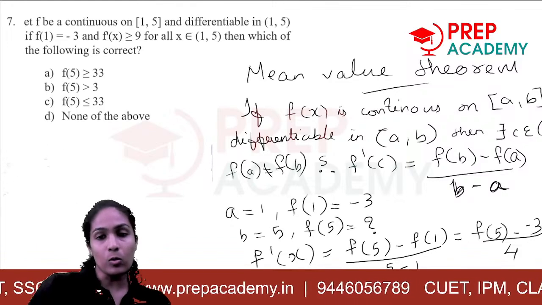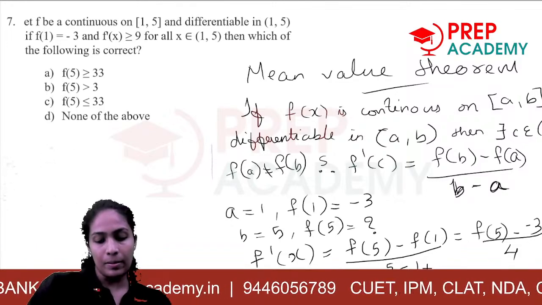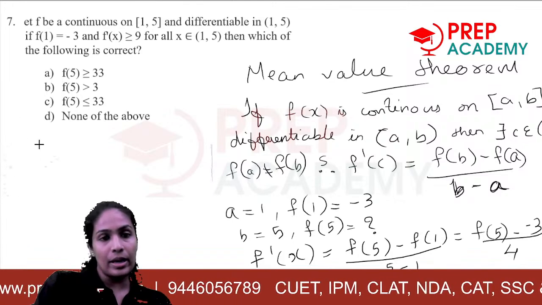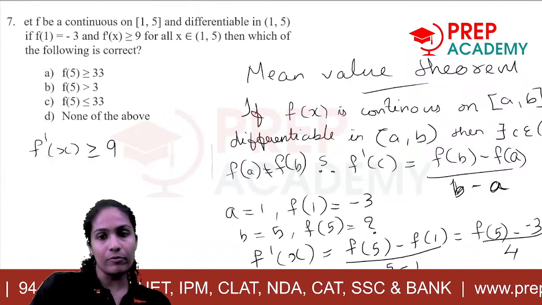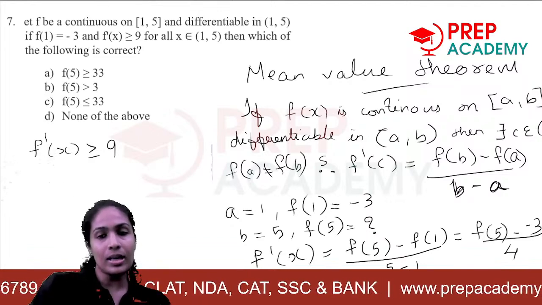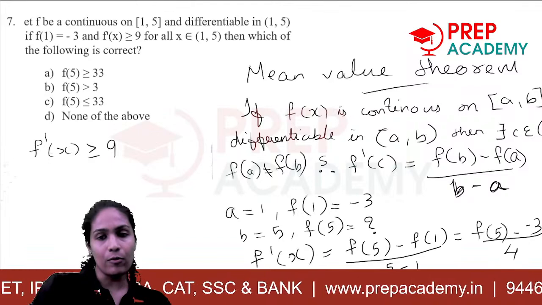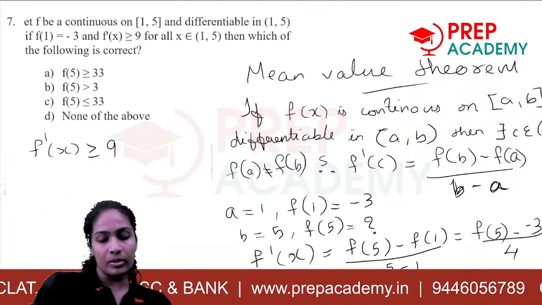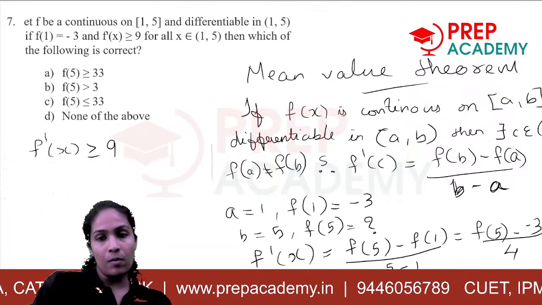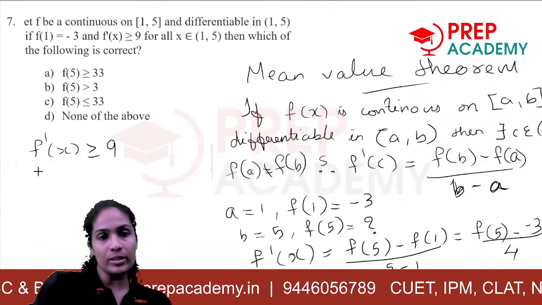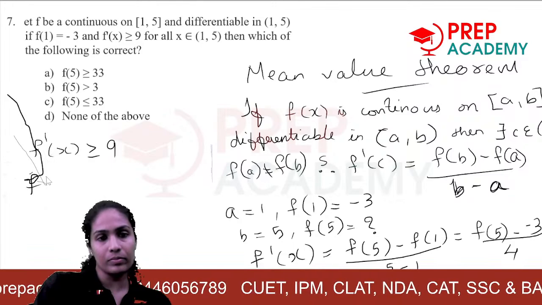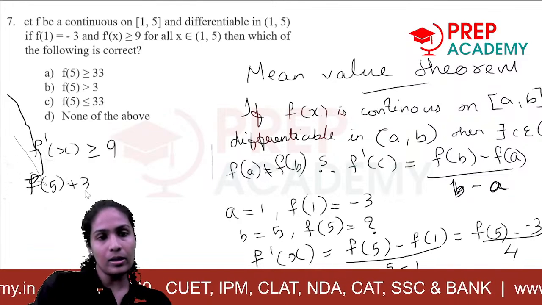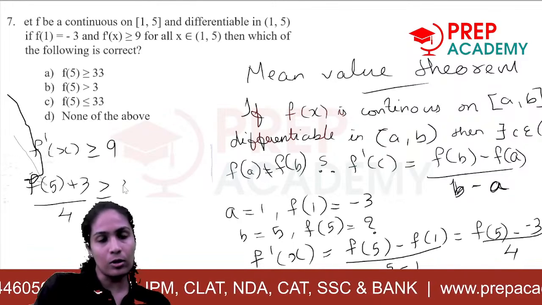But it is also given in the question that f'(x) is greater than or equal to 9. Our f'(x) is (f(5) plus 3) by 4. So substitute the value of f'(x). f'(x) is (f(5) plus 3) by 4, greater than or equal to 9.